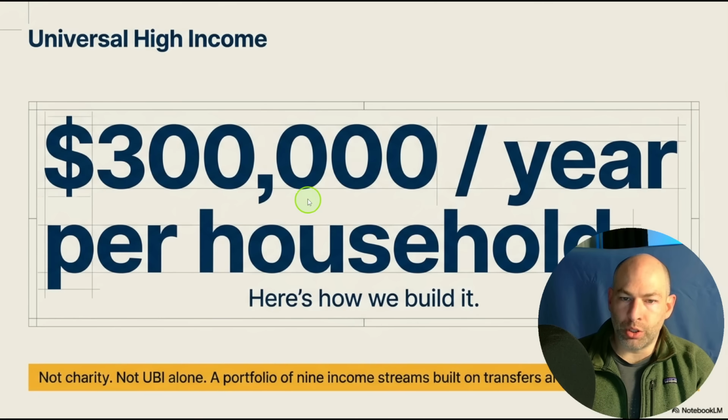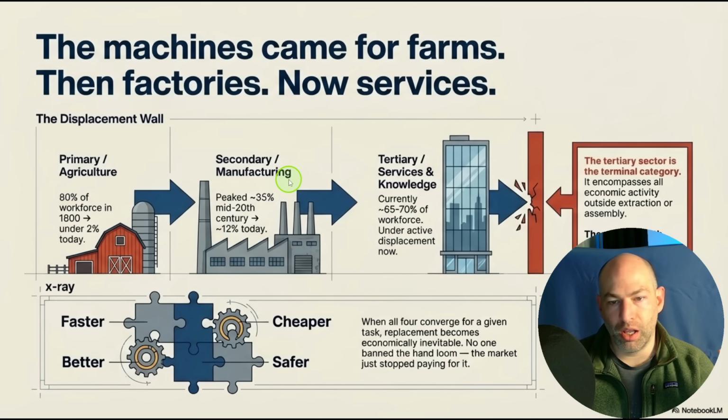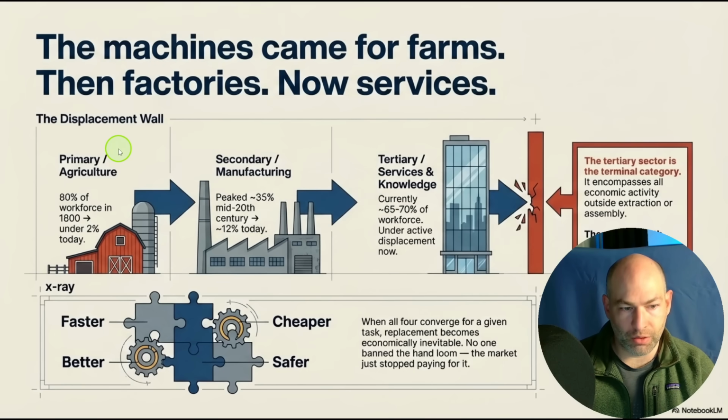I kind of arbitrarily set the goal for universal high income at $300,000 per year per household as the median income. So that was the goal. Let's now unpack how we actually get there. The first thing that you need to know is that over the long run, we have been invalidating wage labor.